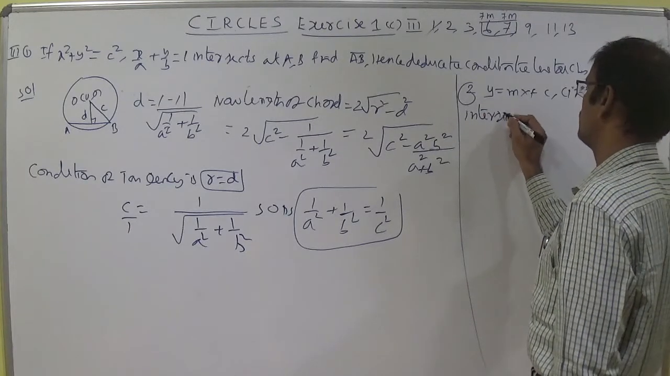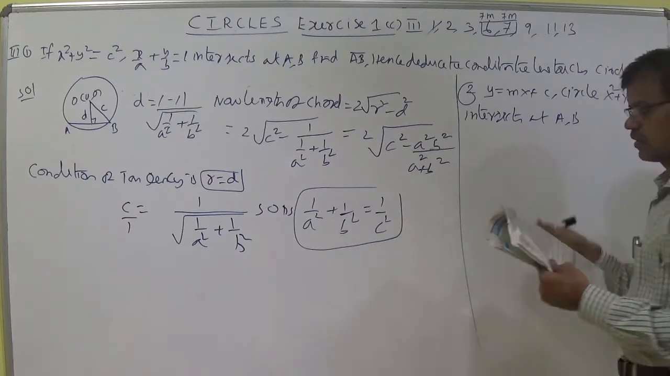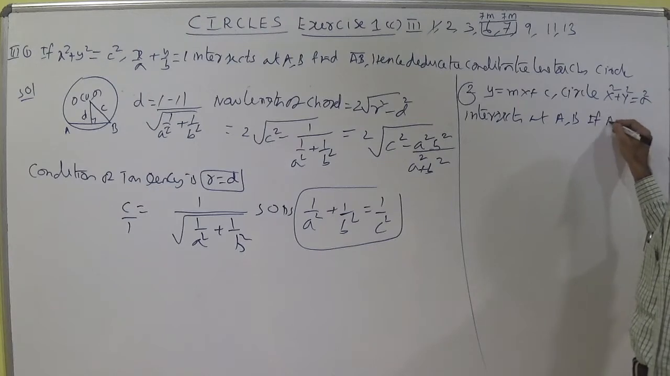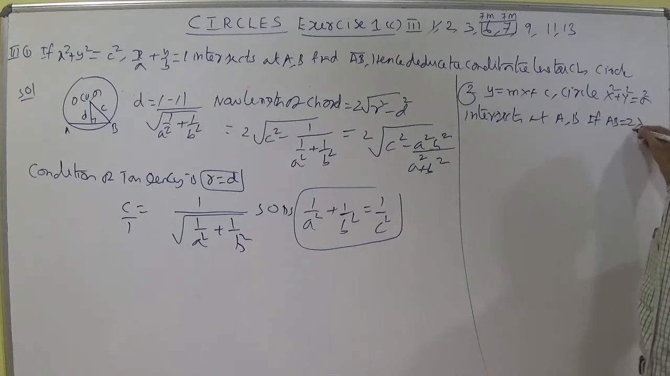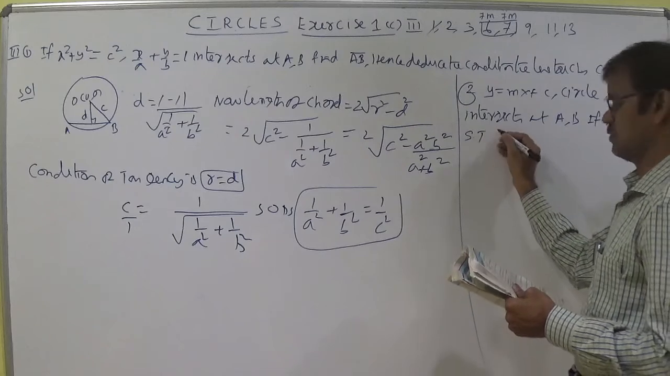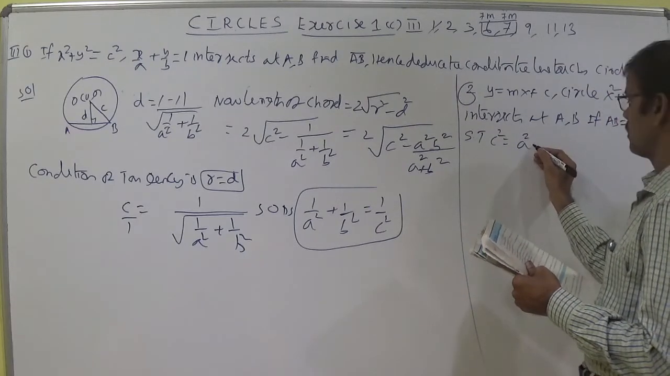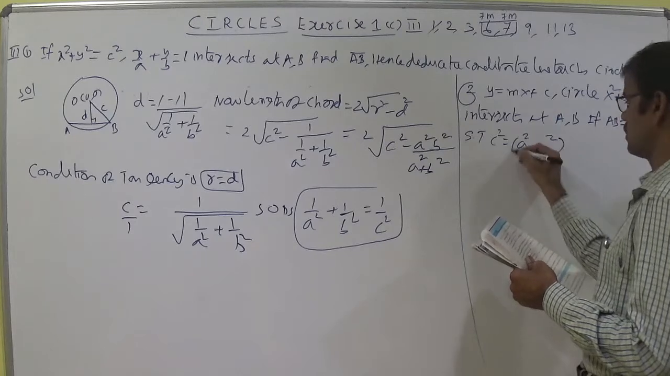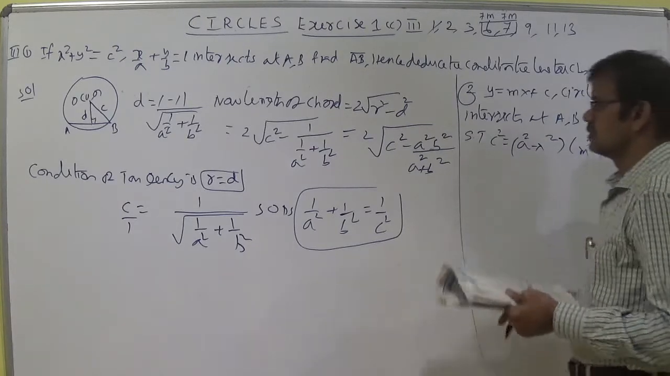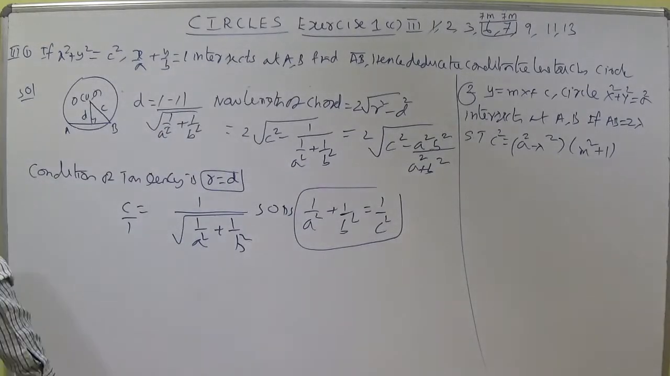The line and circle intersect at A and B, capital A comma capital B, the letters he has given. If AB is equal to 2 lambda, so he is giving the length of the chord as 2 lambda, then show that c square is equal to a square minus lambda square into m square plus 1. So the length of chord is given, and using the length of chord formula we should prove this one.